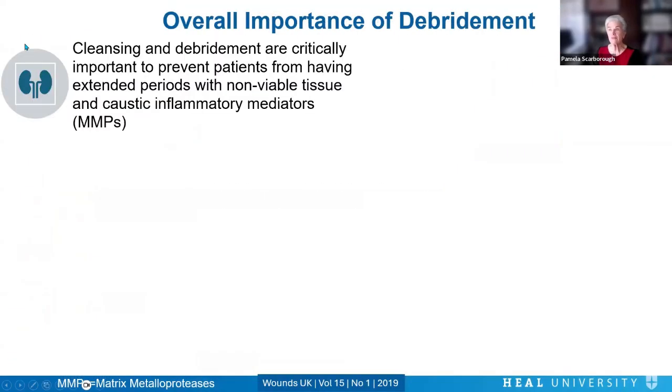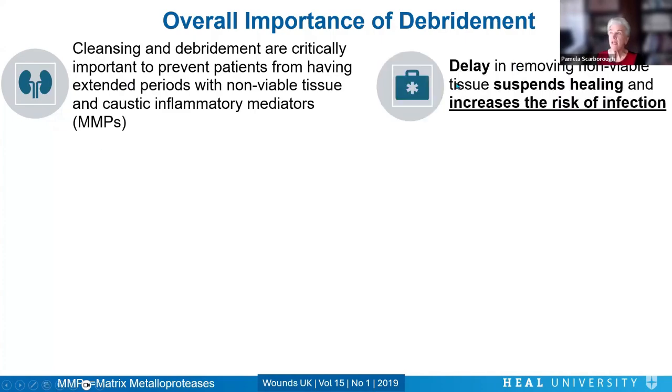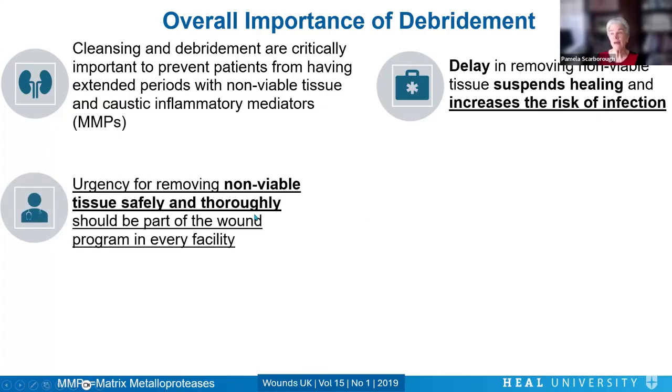So the overall importance of debridement, cleansing and debridement, is that they're critically important to prevent patients from having extended periods of non-healing or non-viable tissue that causes this inflammatory response. And these inflammatory mediators, your matrix metalloproteases, become a problem in that wound bed. The delay in removing non-viable tissue suspends your healing and increases your risk of infection. Urgency for removing non-viable tissue safely and thoroughly should be part of every wound program in every facility.